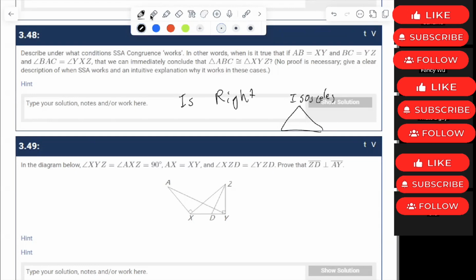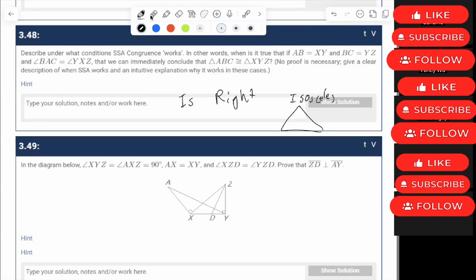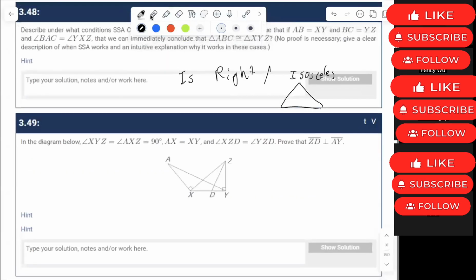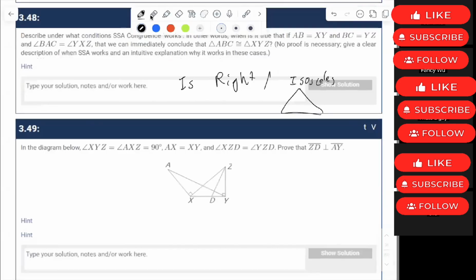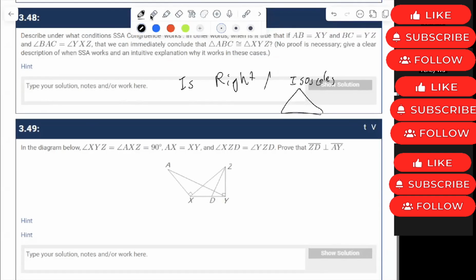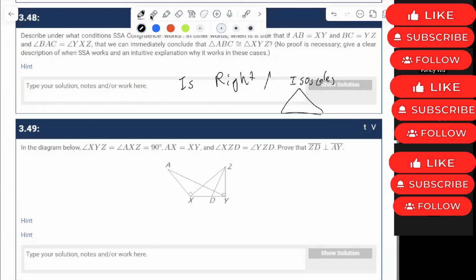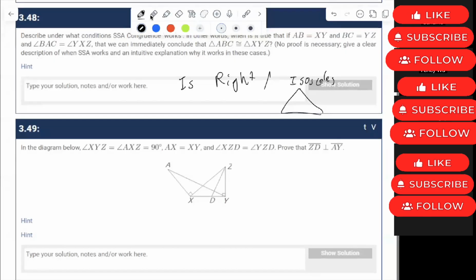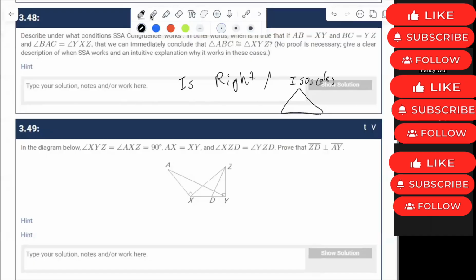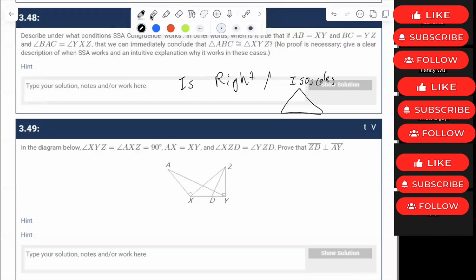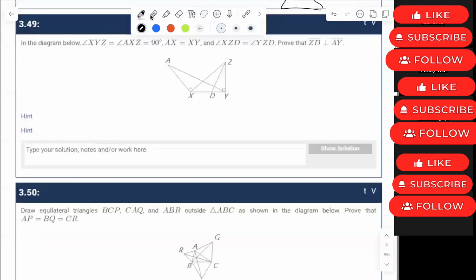Isosceles. Might be spelling this wrong. Hopefully this is the right spelling. But it's only going to be possible when it's right, which we have the right HL, I believe, hypotenuse leg. But why is that true? It's because if we have an angle of a triangle, then we immediately know that the other angle is 90 minus that. As well as we know that there are two sides that are the same, so it's easily proven by SAS.